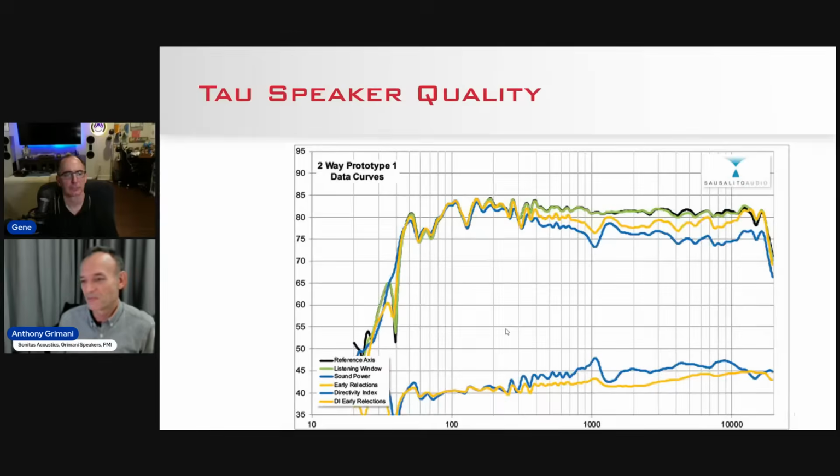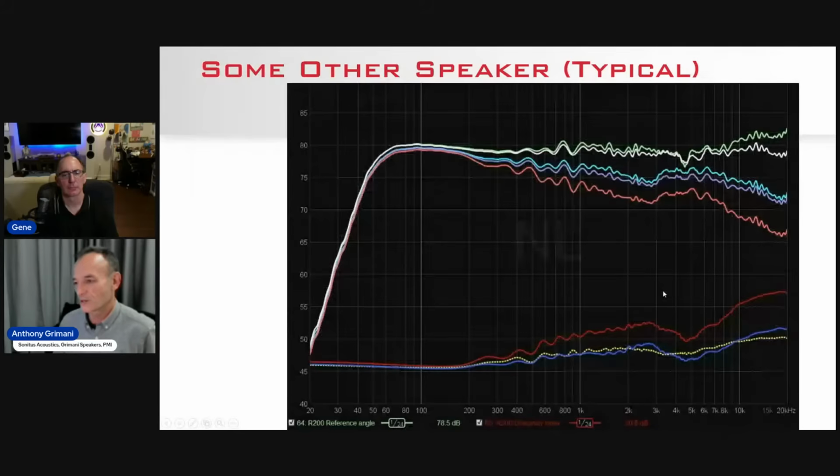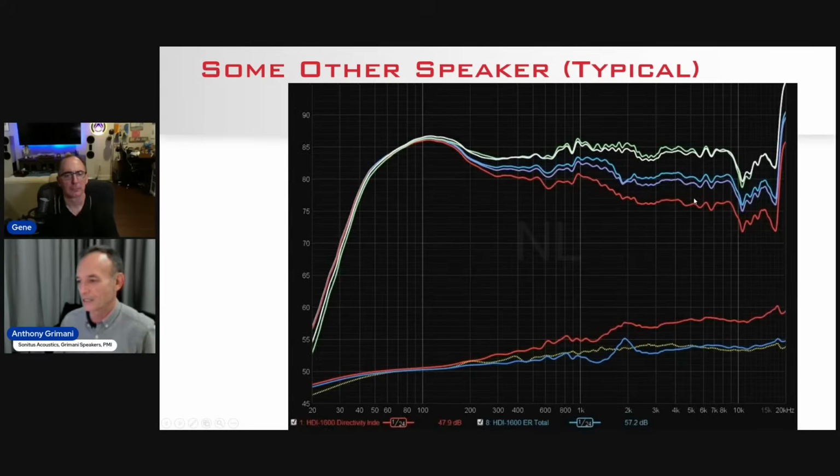So there's another speaker we make. There's a speaker by a different manufacturer that will go unnamed, but it shows the axial response and the sound power. And you'll see the sound power has a little nick in it over here. Here's another speaker from a different manufacturer that shows that as you go off axis, these are individual curves, things start to look pretty ugly.